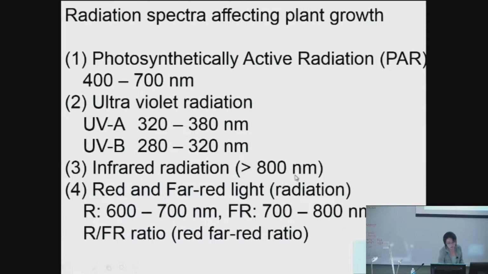And infrared radiation is greater than 800 nanometers, particularly when you're working on plants. You want to separate out 700 to 800 and name that a different way, because 700 to 800 is far red light, which is very important light for the plants, far red light. And beyond that is infrared light.